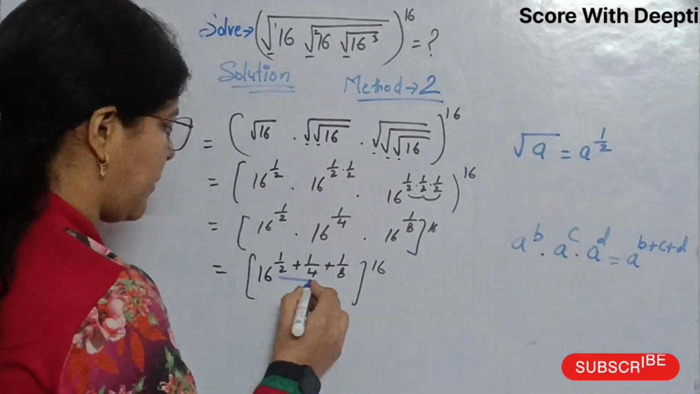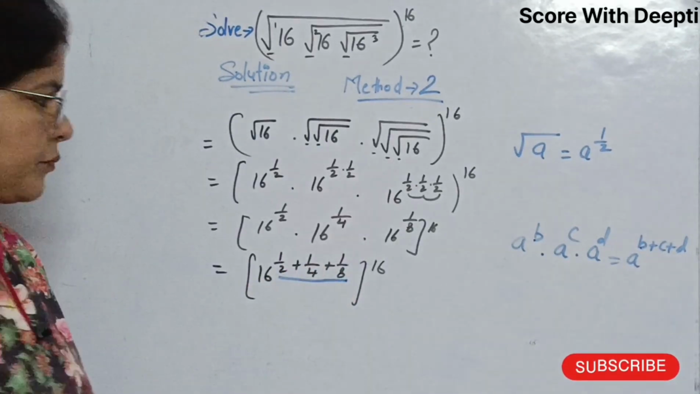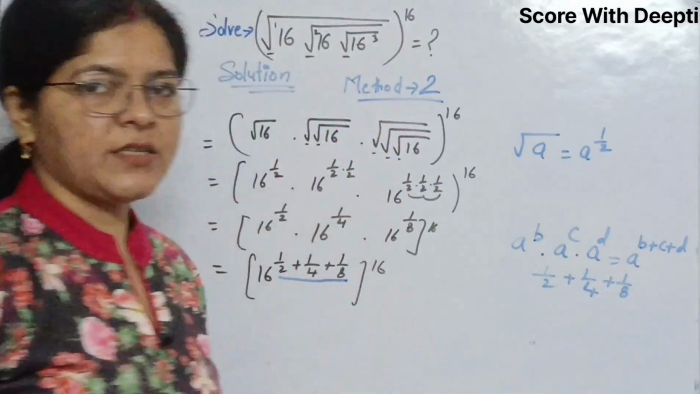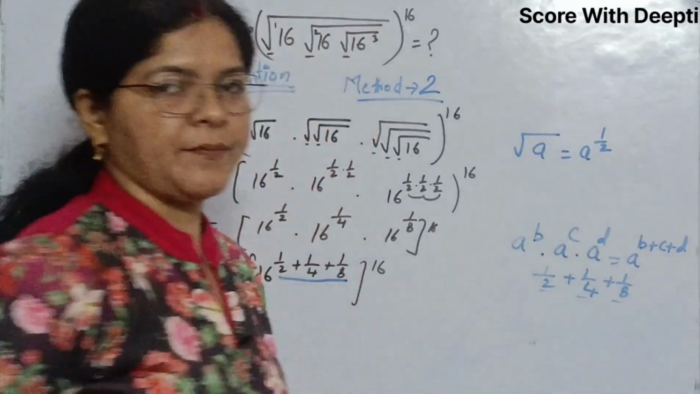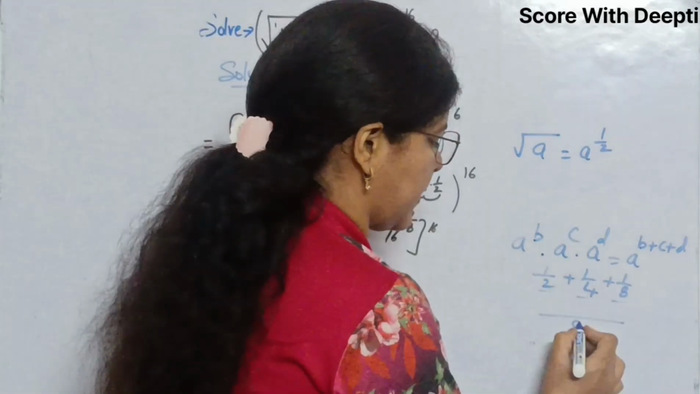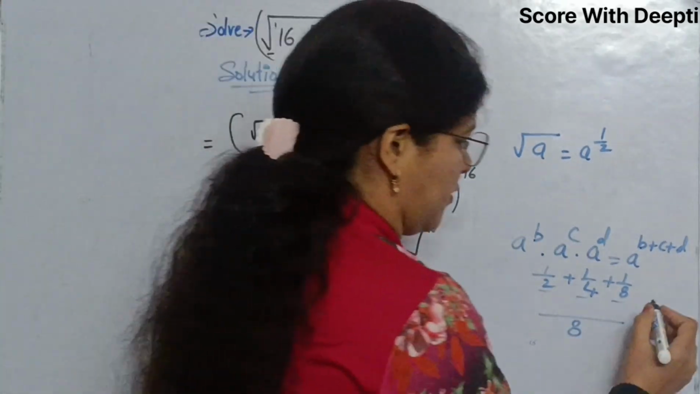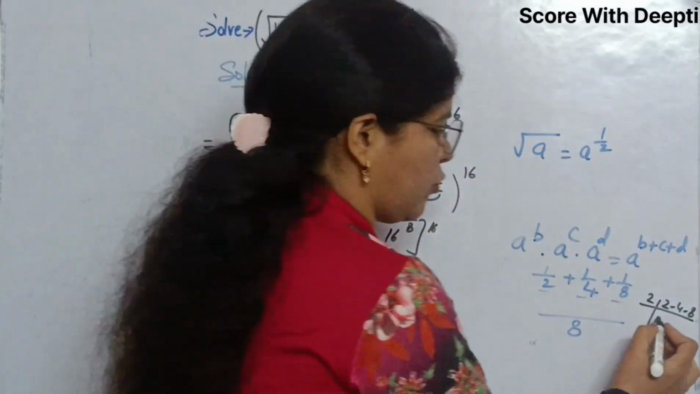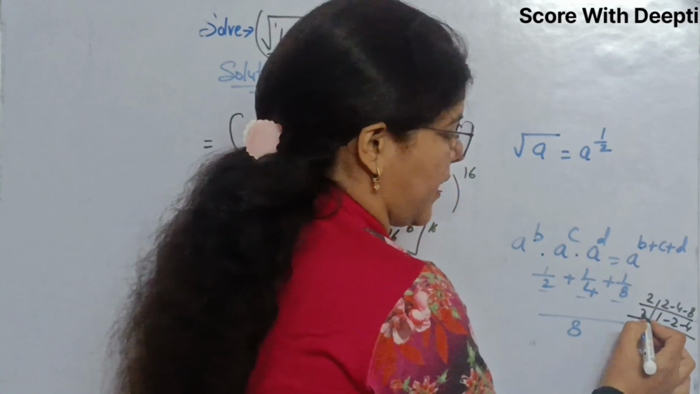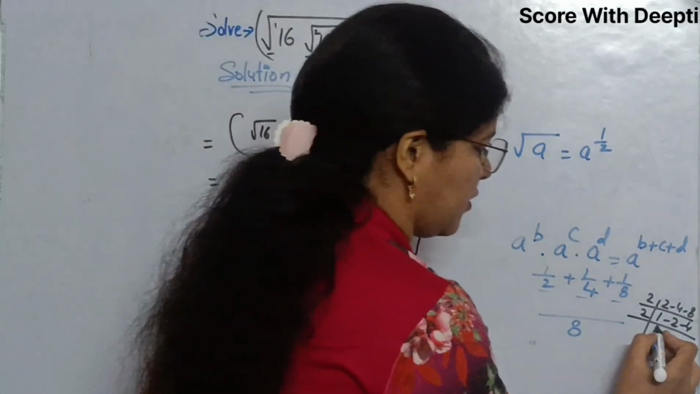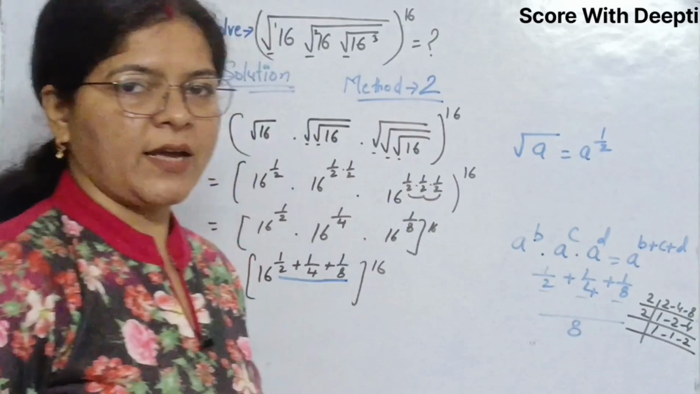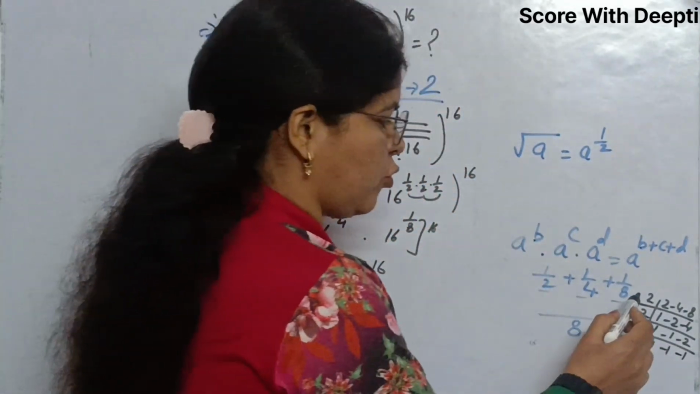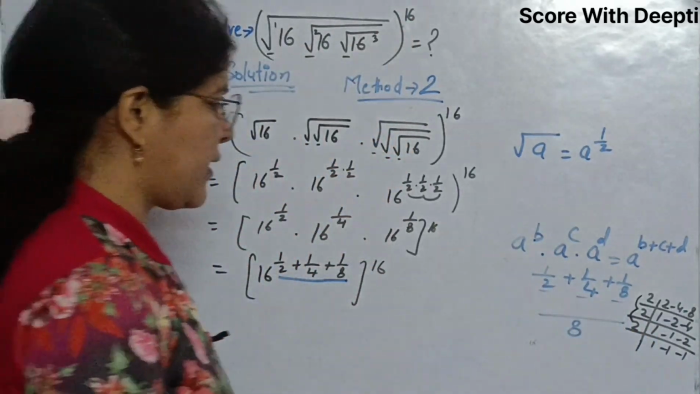Next we solve 1 by 2 plus 1 by 4 plus 1 by 8. First we take the LCM of 2, 4 and 8, and we get 8 as the LCM. How do we take the LCM? First we write 2, 4, 8. Divide with 2 and we get 1, 2, 4. Next again we divide with 2 and get 1, 1, 2. Again we divide with 2, we get 1, 1, 1. Next we multiply 2 with 2 with 2. We get 8 as the LCM.